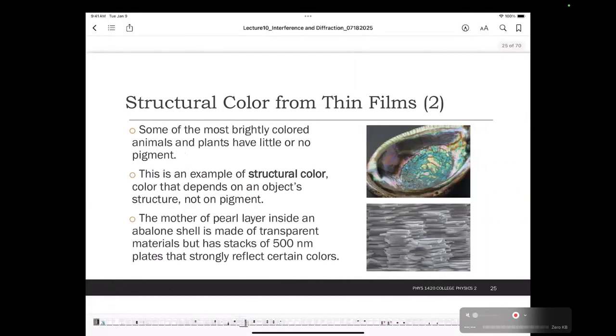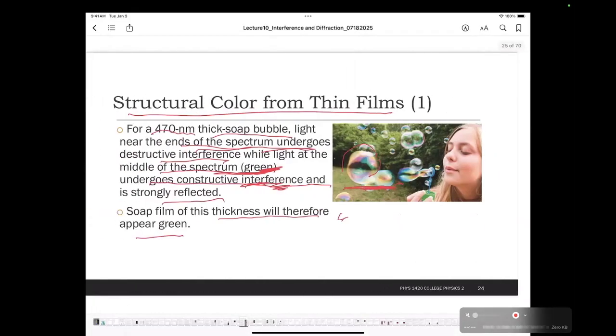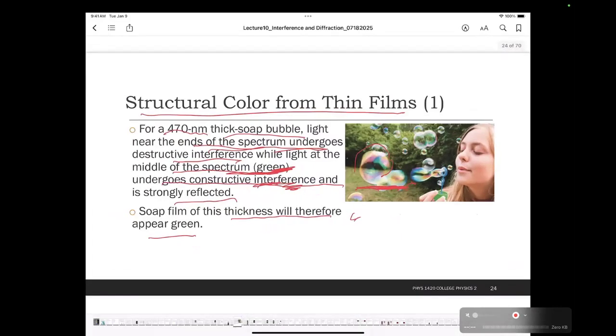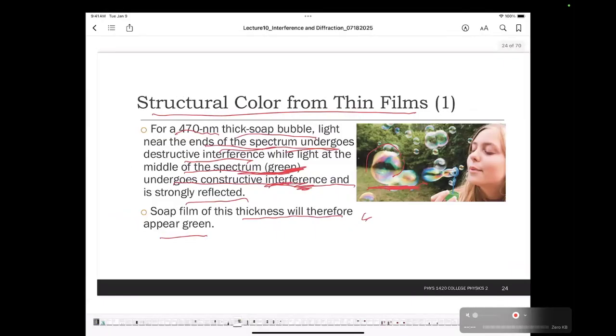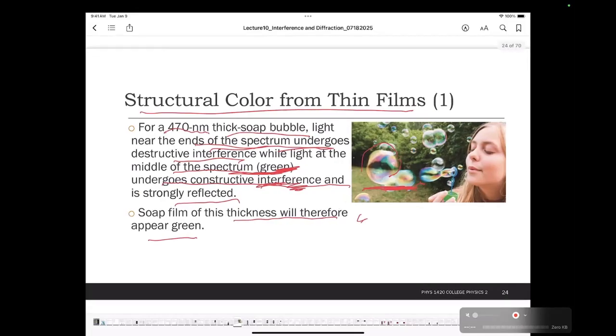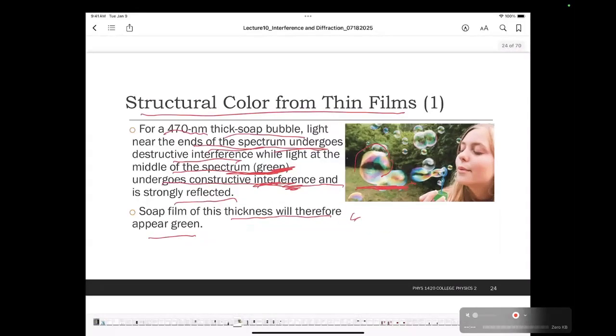Some of the most brightly colored animals and plants have little or no pigment. You can see here the bubble actually does not have colors. Only when you see it in the light, it reflects the light. What you see is just the sunlight in the bubble. Actually the bubbles are not colorful. Does that make sense to you?